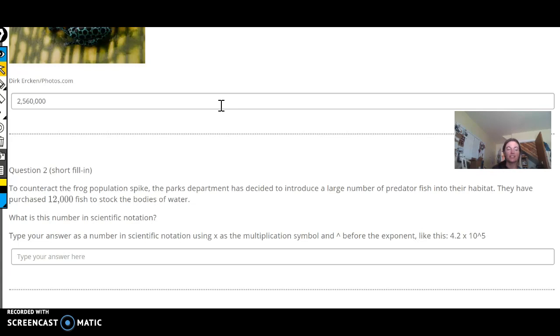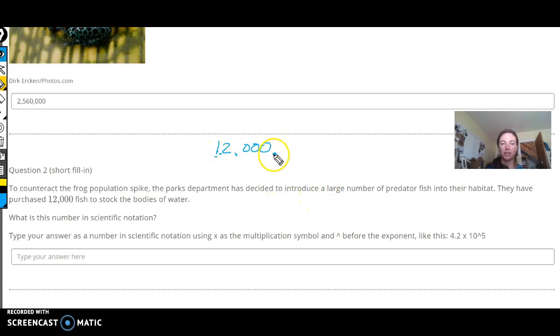So they want us to write 12,000 in scientific notation. So we're just going to work the same sort of problem backwards. Let's start with 12,000. Notice our decimal point is right here. And when we write in scientific notation, we can only have one number to the left of the decimal point. So the left would be our 1 there.